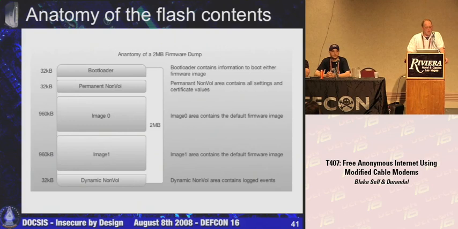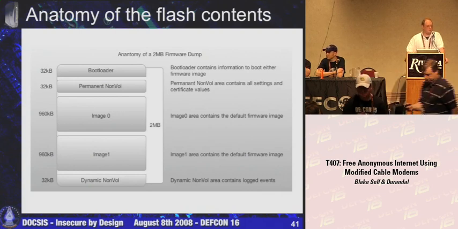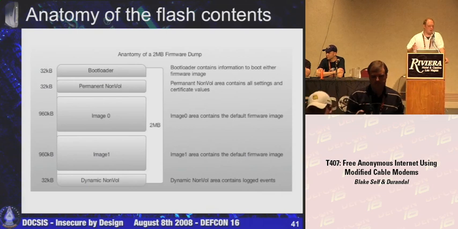Here's the anatomy of the flash contents, just so you guys can get an idea of what this 2 megabyte dump actually looks like. There's a bootloader here, 32K. There's also, in some modems, another 32K used to store settings for that bootloader. The next 960K is the first firmware image. The next 960K is another image. Basically, the reason there's two is so that the ISP can upgrade while the existing firmware is running.